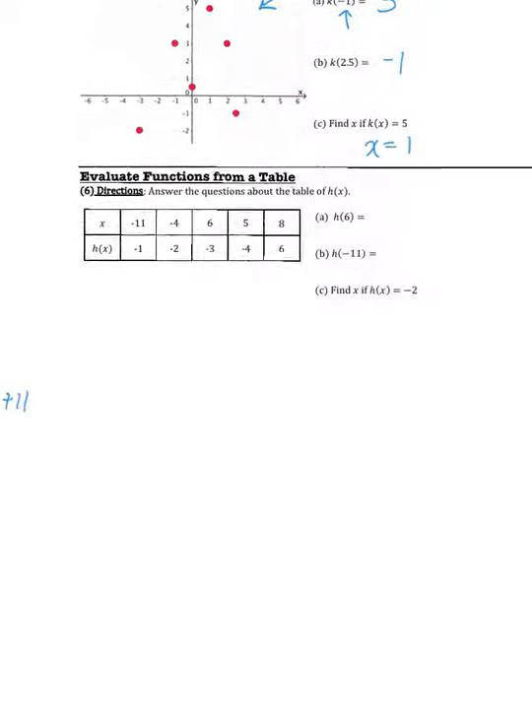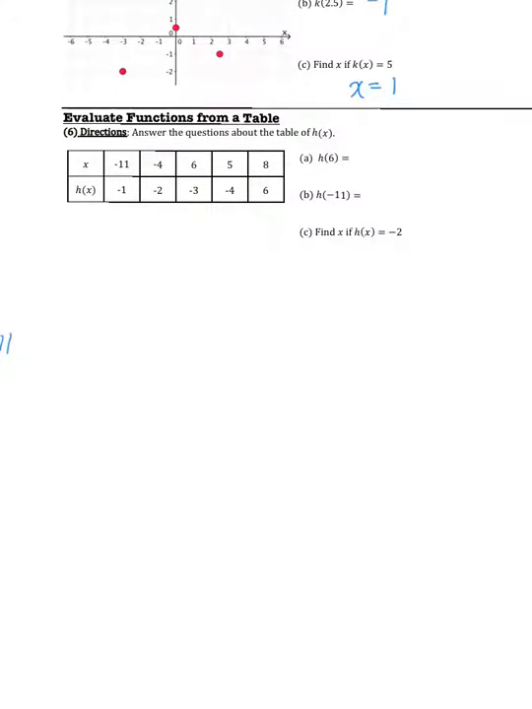Then on a table, so let's see. They said evaluate the function h for when x is 6. So when x is 6, my outcome is negative 3. And then for b, evaluate for when it's negative 11. So when I plug in negative 11, I get out negative 1. Now the opposite direction, what did I plug in when I got out negative 2? Well, I must have plugged in negative 4.